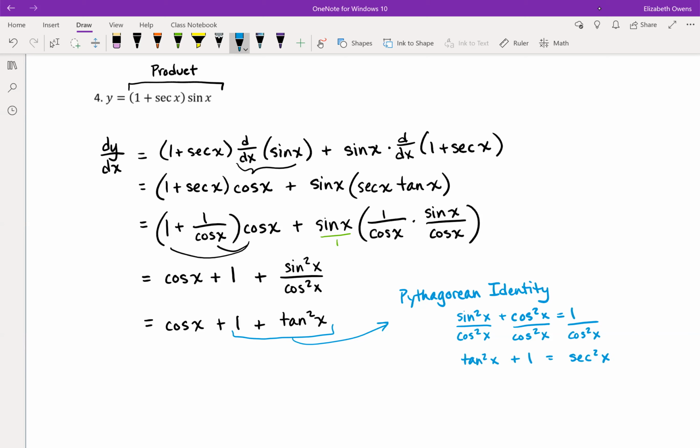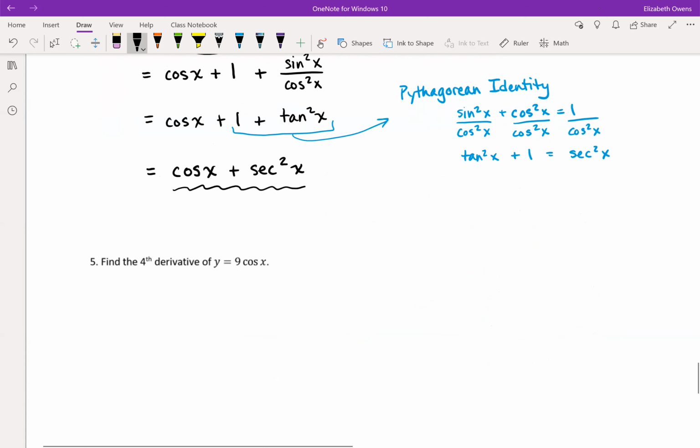And that's exactly what we want to use right here, because we have 1 plus tangent squared plus 1. That is all just going to be secant squared x. So let's do that. We got cosine x plus secant squared x. There might be further simplifications you can do, but that looks pretty darn good to me for our derivative. All right, so there's number 4.